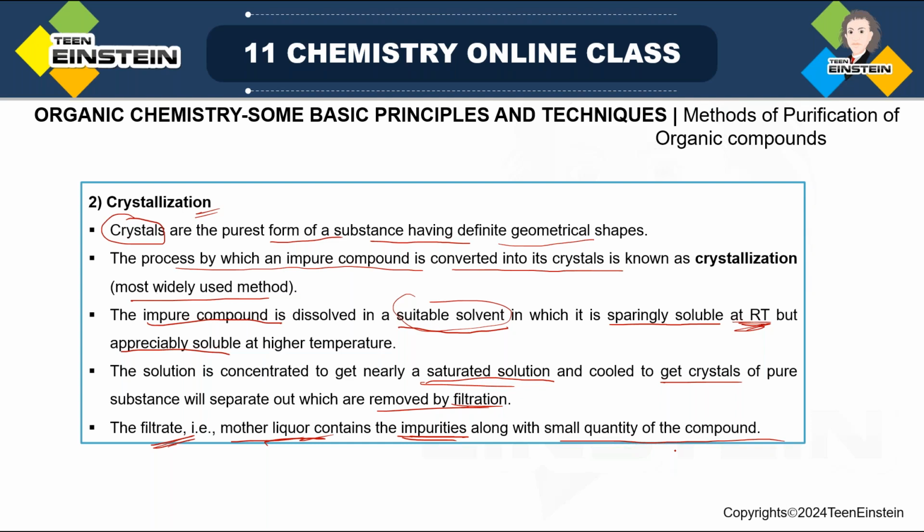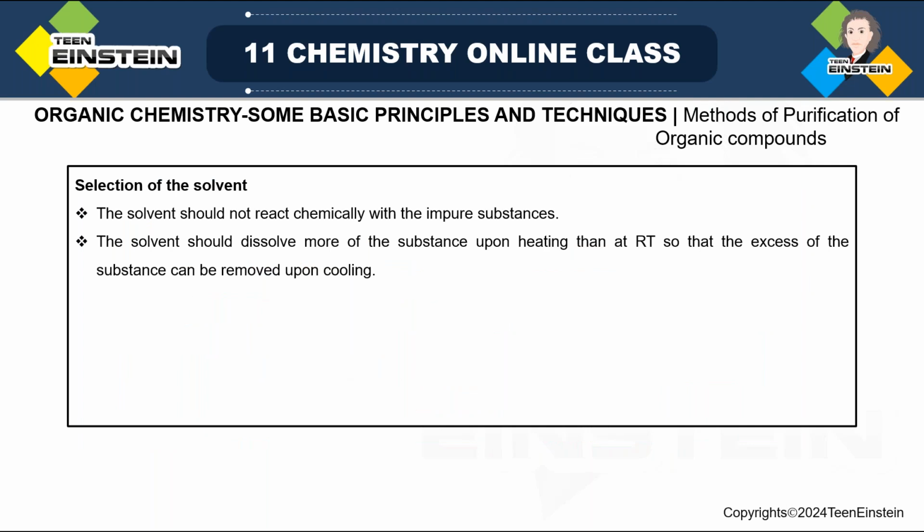So if this quantity is not small, if you are thinking a large amount of compound is still present, sometimes we need to do recrystallization of that mother liquor. So again, you have to make the mother liquor saturated, that is, the dilution must be less, and you have to repeat the process. If it is a small quantity, it is okay. If it is a large quantity, recrystallization is required. Okay. So for crystallization, one by one, we will see all the steps.